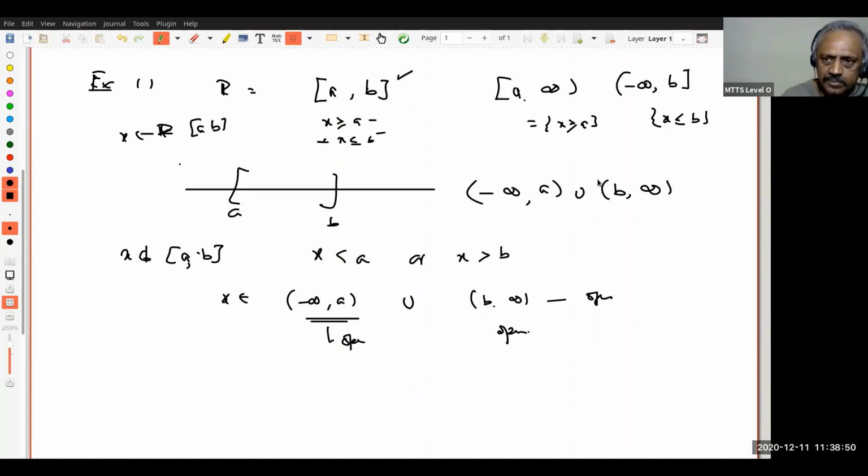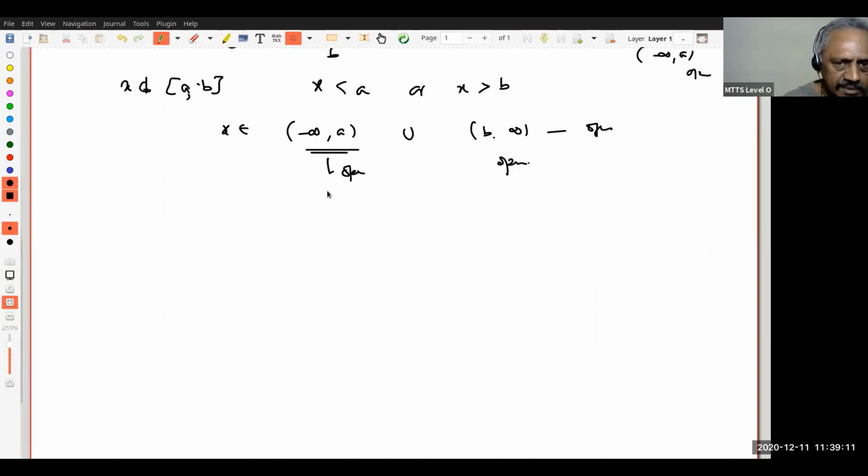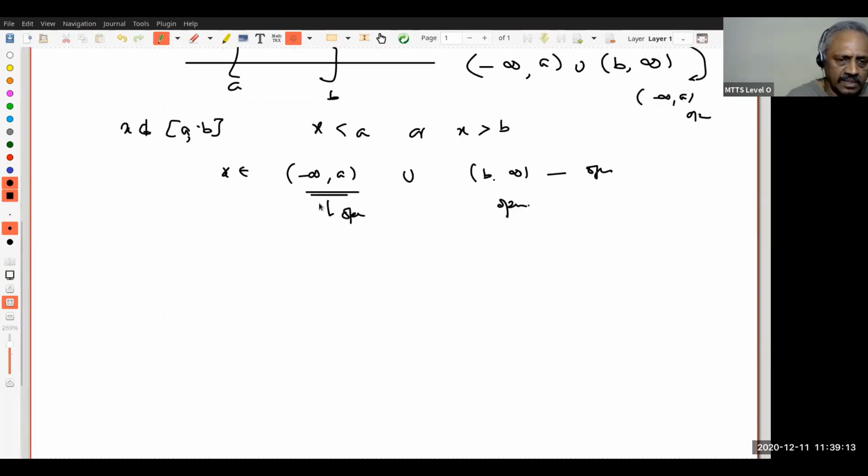Other cases are similar. For example, in this case, what is the complement? [a, infinity) minus... See, this means x must be greater than or equal to a. Therefore, the complement will be x less than a. That is the same as saying (minus infinity, a). That's what we just now saw. Okay, this complement is this. This is open, and similarly this case. Have you understood? Okay. Let us look at one or two cases now.